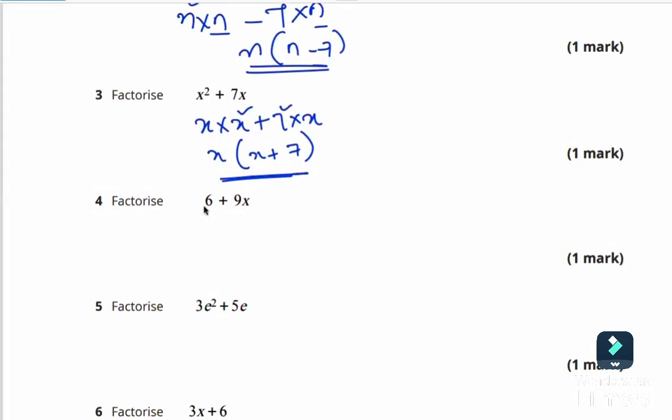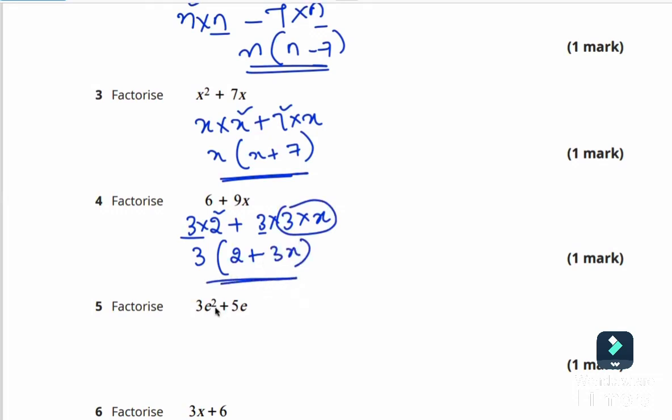So here, 6 and 9, there is no highest common factor between them. But before that, please write them in a factorized form as 3 into 2 plus 3 into 3 into x. Now, if you look, 3 is common on both of the sides. So take 3 as the common factor and here 2 plus 3x, and write them inside the bracket.